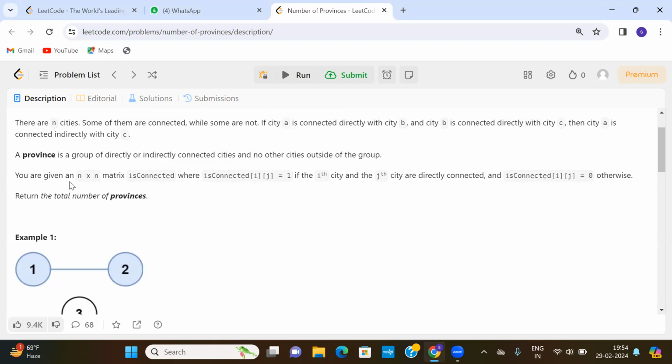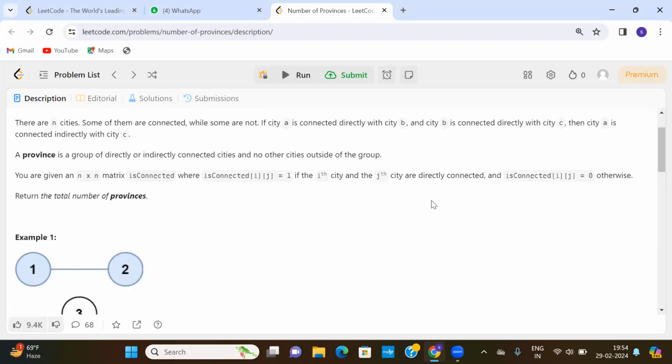A province is a group of directly or indirectly connected cities and no other cities outside of the group. We are also given an n cross n matrix isConnected, where isConnected at the index of i, j will be equal to 1 if the ith city is connected to the jth city, and if they are not connected, then this particular value will be 0. What we need to do is return the total number of provinces.